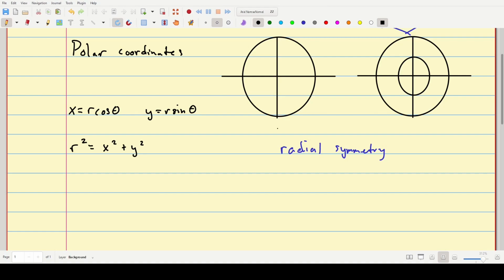We have a couple of formulas. This is how we express x and y in terms of r and theta being the coordinates for polar coordinates. And r is defined, the square of r is defined as x squared plus y squared, and r is going to be strictly non-negative in this coordinate system. Well, okay, sorry, that's not true. Want to be more careful about how I say this.